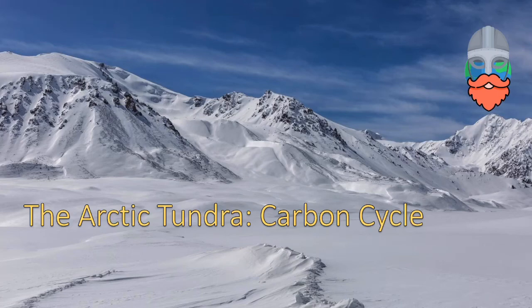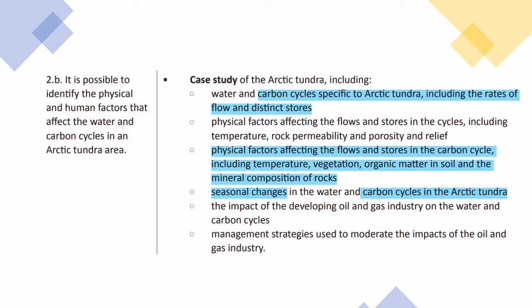In today's video, we're going to be continuing our case study about the Arctic tundra, but this time looking at the carbon cycle. This is for the OCR A-level geography spec, where we will look at the carbon cycle specifically for the Arctic tundra for the Earth Life Support Systems bit of the specification. I've highlighted all the sections it's relevant to here.